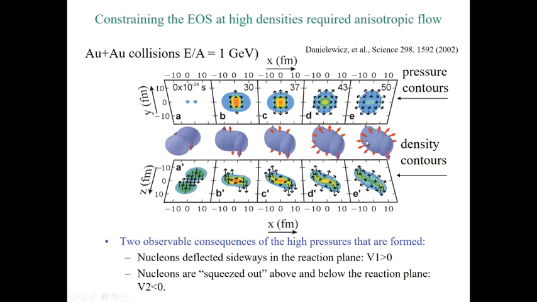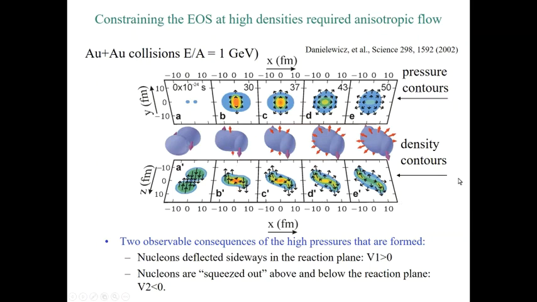So where's my pointer? Okay, so here is a projection. Here are the five different stages of a heavy ion collision of 1 GeV gold on gold, each separated in time. The time is indicated here. This is a slice through the system showing pressure contours, and here are density contours. And what you see as a function of time is that the matter starts to squeeze out top and bottom.